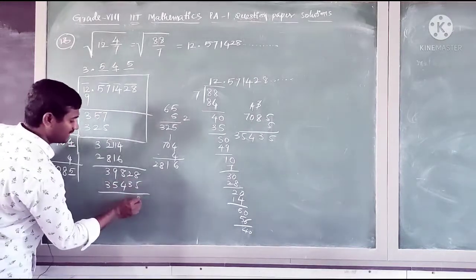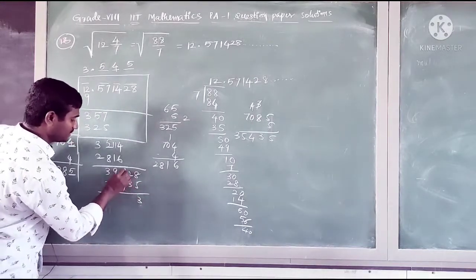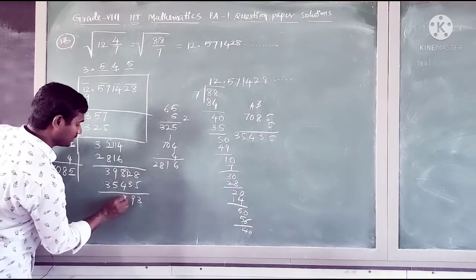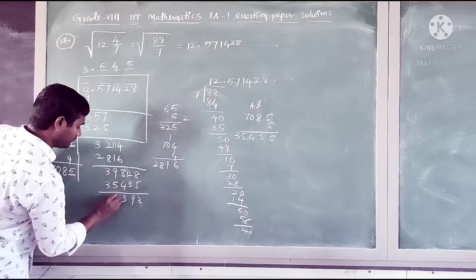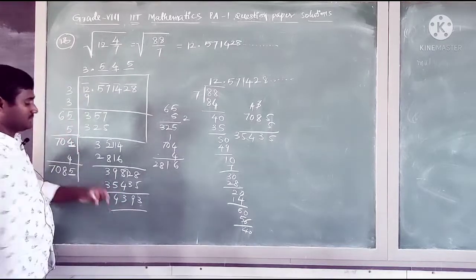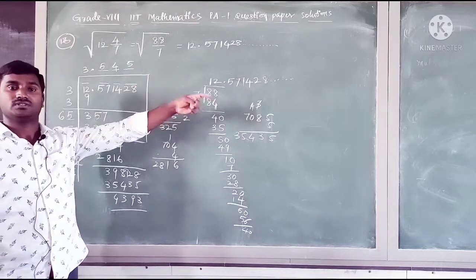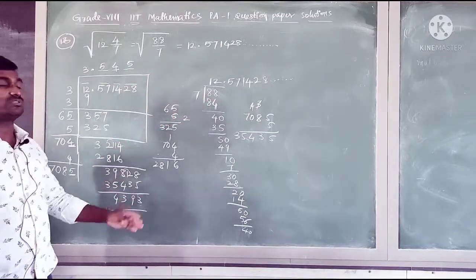So 5 minus 8, 3. And 2 minus 3, take borrow. 12 minus 3, 9. Here 7 minus 4, 3. 9 minus 5, 4. So 4,393. So it will go endlessly because it is non-terminating repeating. Okay, so the square root will go endlessly.